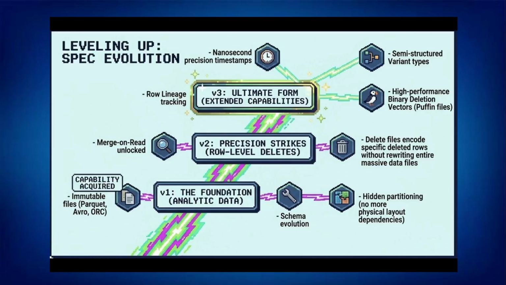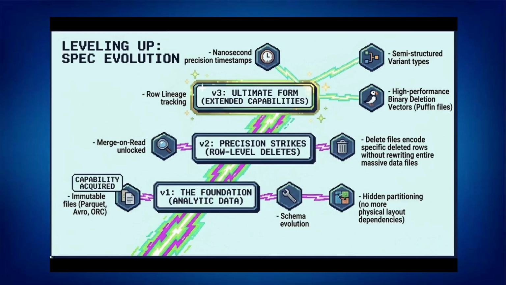So in version 2, they added the ability to handle these types of use cases. So, row-level deletes. It created a thing called delete files that would be able to track what was deleted without you having to rewrite the whole file. And that allowed those types of use cases to work better.